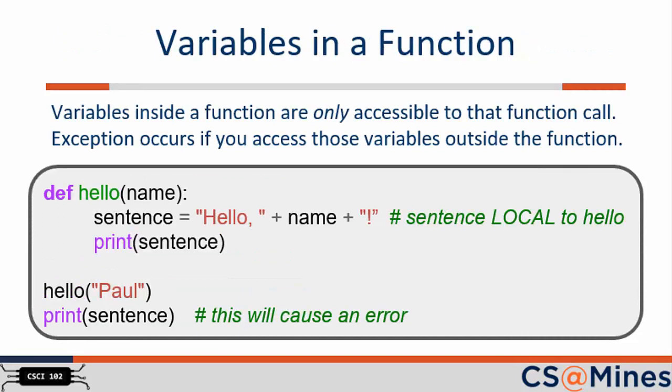Let's talk about scope a bit more. Because of scope, variables inside a function are only accessible to that function call. For example, in the hello function shown, the variable sentence is local to that function. This means that we can use the variable sentence inside of the hello function, but we will get an error if we try to use the variable sentence outside of the function. In other words, the scope of the variable sentence is only in the function.